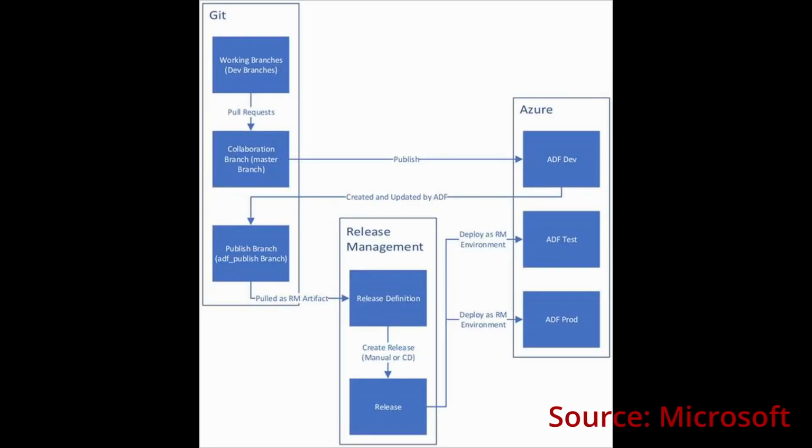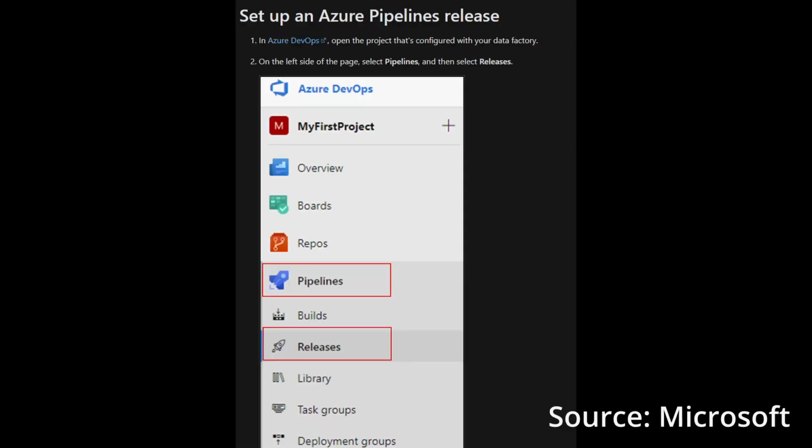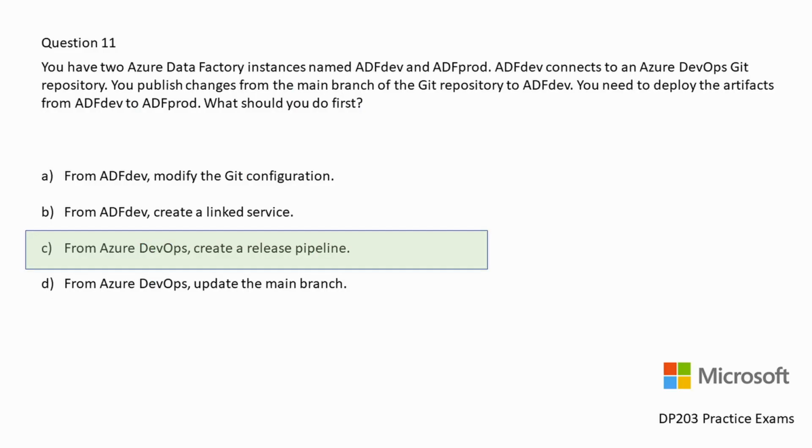In Azure Data Factory, there are 3 environments: dev, test, and production. In this context, continuous integration and delivery means moving Data Factory pipelines from one environment to another. When we want to set up an automated continuous integration of a Data Factory to multiple environments, the first thing to do is to set up a release pipeline on DevOps. So the correct answer here is C. From Azure DevOps, create a release pipeline.